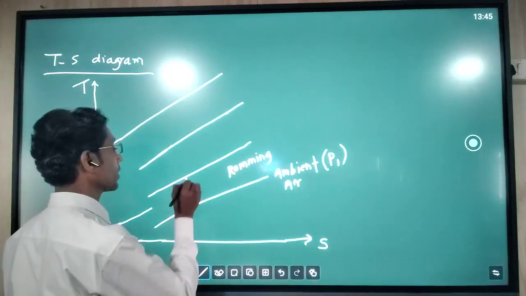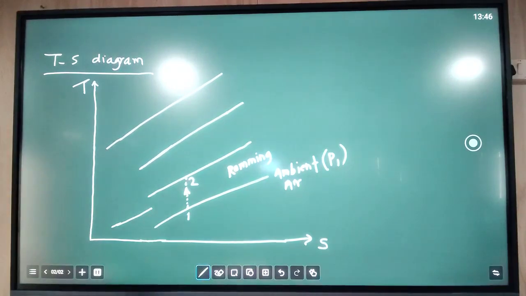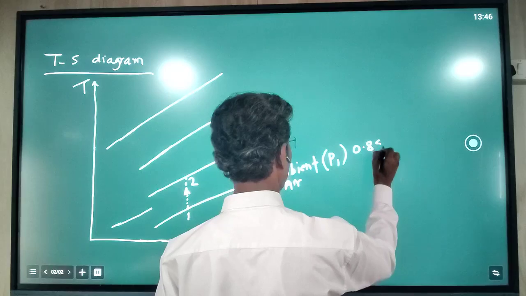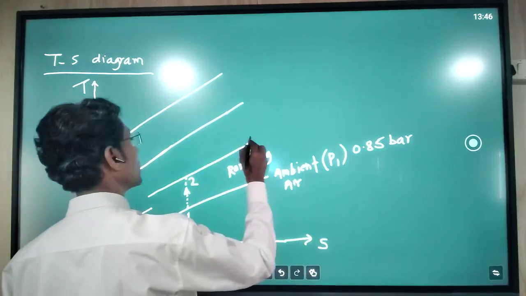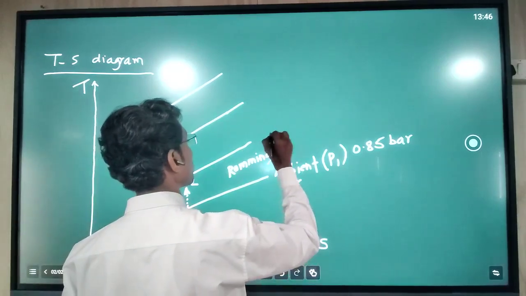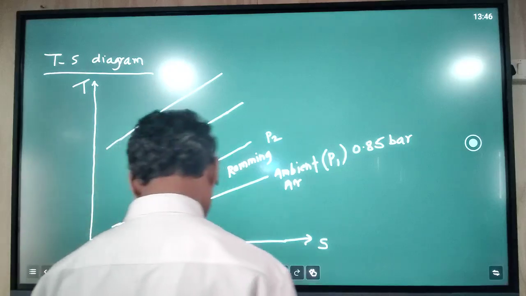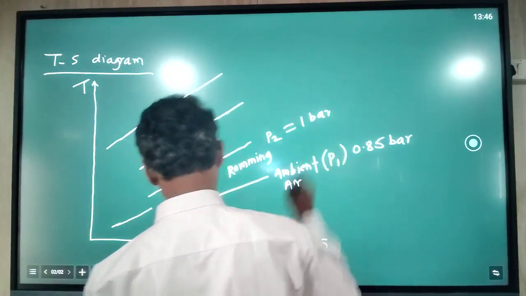So during this journey, the pressure of the air increases from 1 to 2. Here are the values we will mention. P1, the entering air, is at 0.85 bar. Here after ramming, this is pressure P2. So the P2 value is given, that is 1 bar.